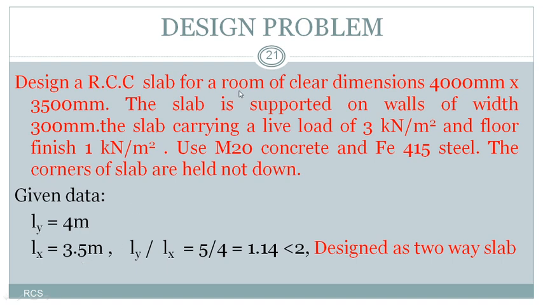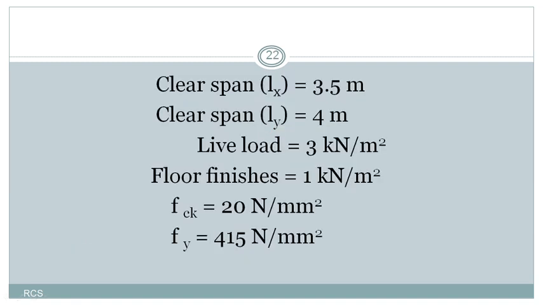Now in the problem it is not mentioned what type of slab we have to design, whether a singly reinforced or doubly reinforced. That will depend upon our LY by LX ratio. So let us check what the LY by LX ratio is. LY is 4 and LX is 3.5. So 4 by 3.5 we get somewhere around 1.14, which is less than 2. So we can design it as a two-way slab. Finally, we design our slab as a two-way slab, that is an unrestrained slab.